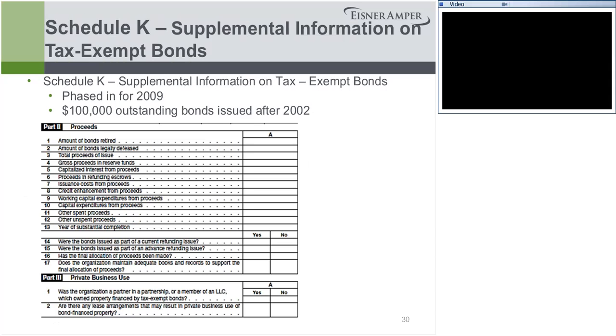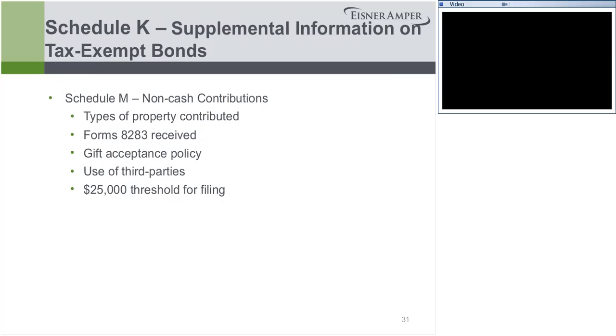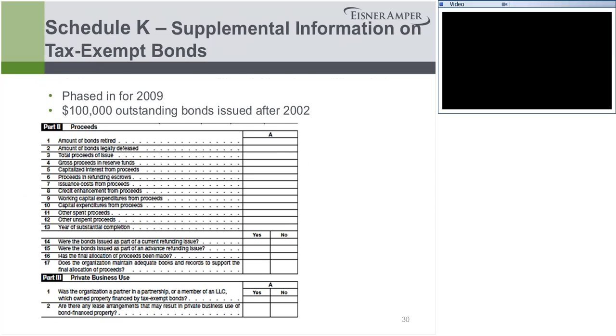Schedule K, the bonds. So if an organization has tax-exempt bonds, and they are more than 100,000 outstanding, issued after 2002, they have to fill out this checklist, and they will disclose bonds. They will disclose basically the covenants. They will answer some questions about how they monitor. The question actually is very hard to answer because most organizations don't have that policy, because they don't plan to break the bond covenants.